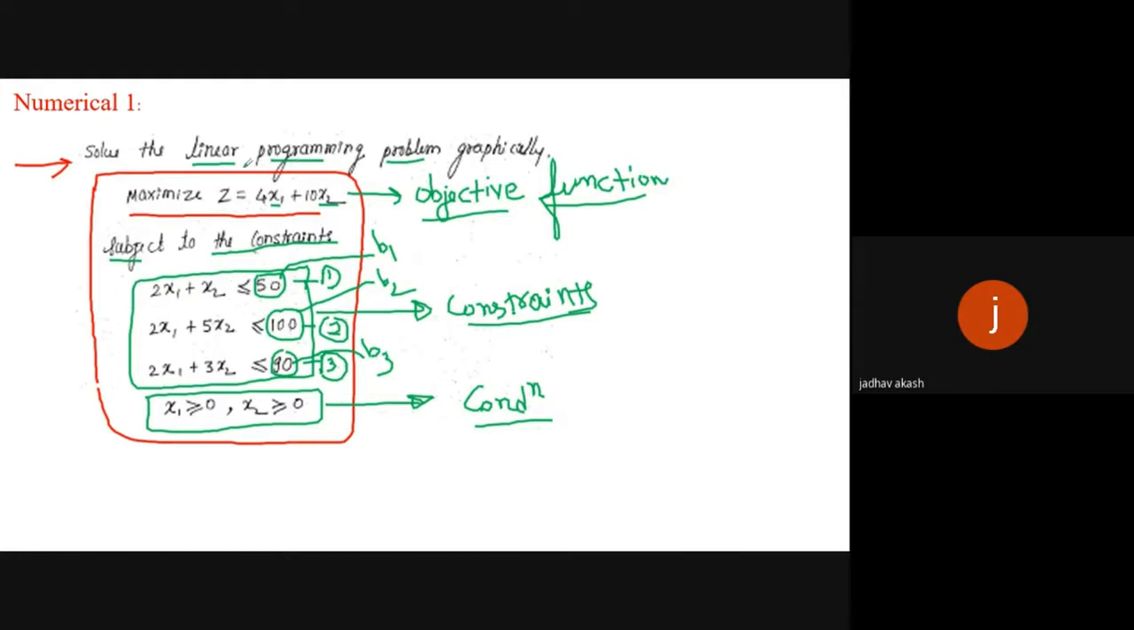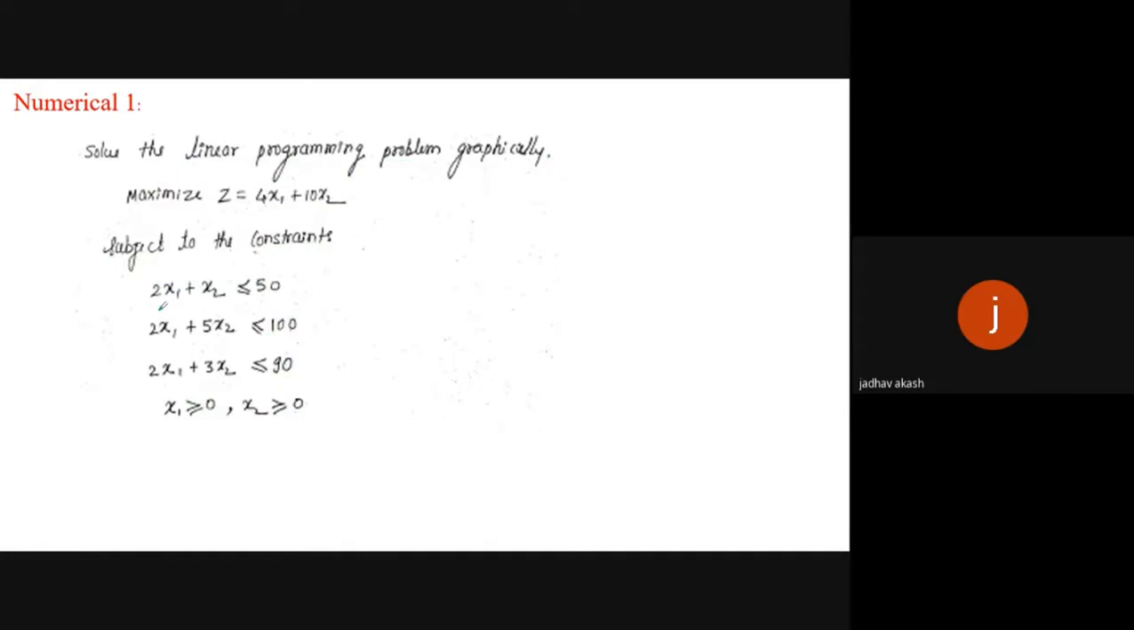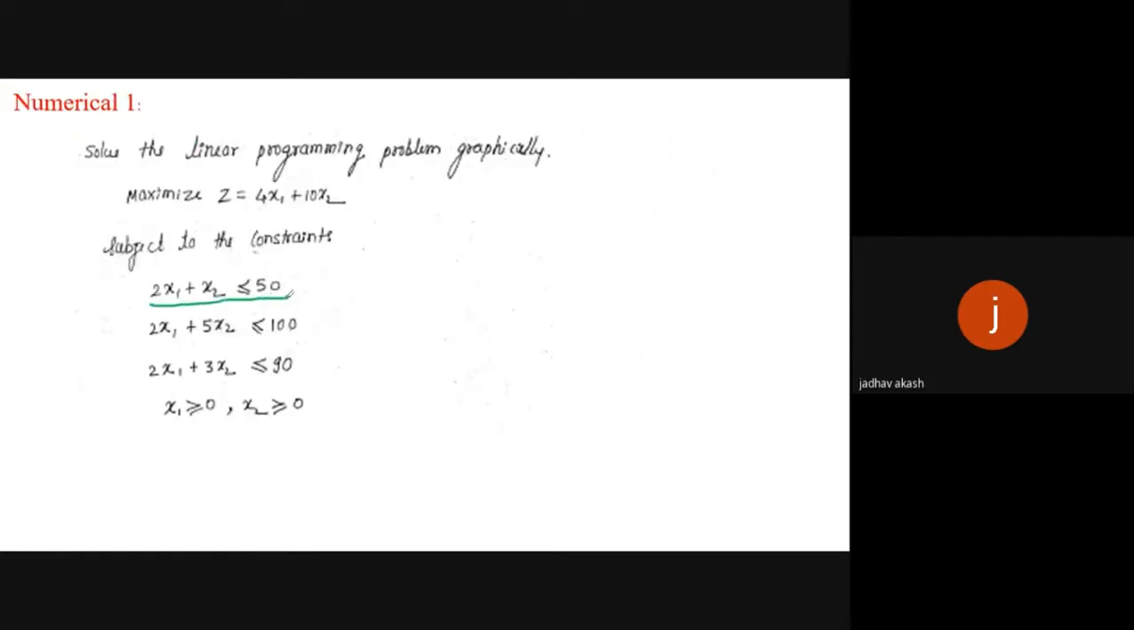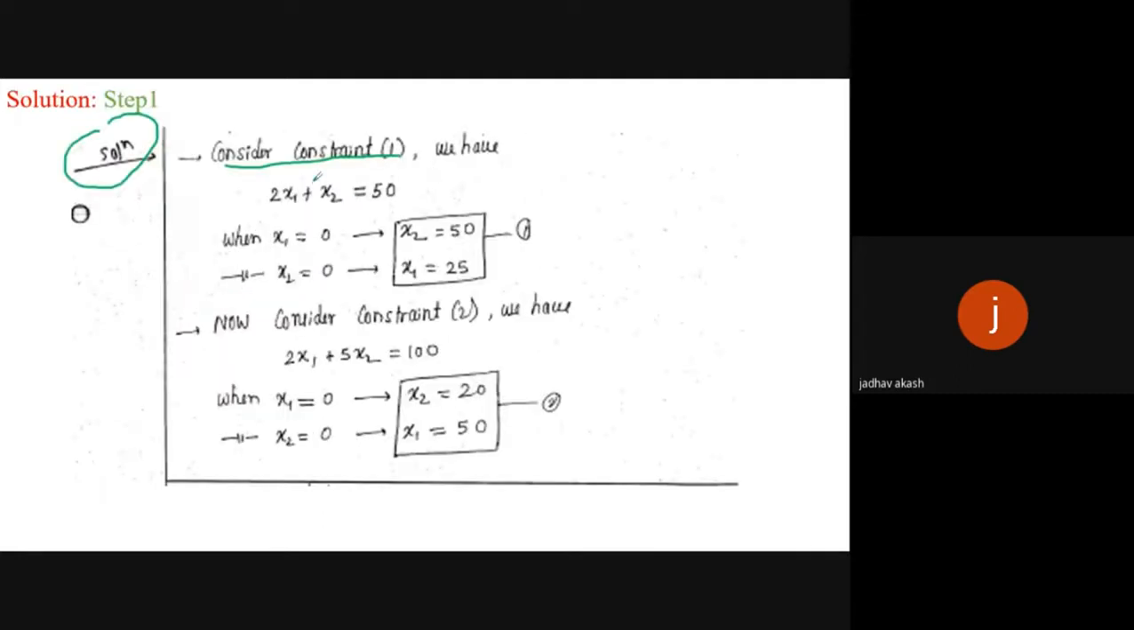Now compared to the analytical approach, graphical approach for the solution is very easy. Let me erase all this. So while going for the graphical approach, what we have to do is that we have to consider the first constraint. What was the first constraint? First constraint is 2x1 plus x2 less than equal to 50. What to do with that? Convert that inequality constraint into an equality constraint.